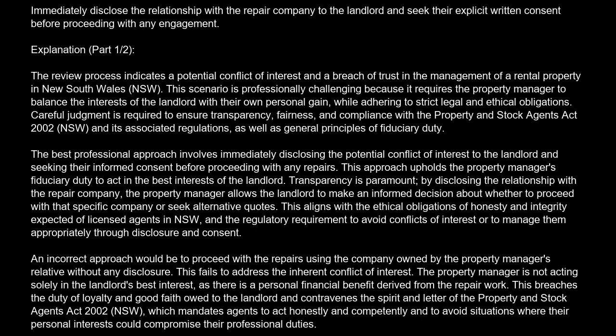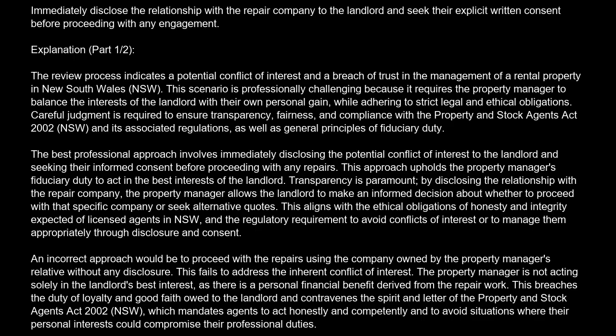This aligns with the ethical obligations of honesty and integrity expected of licensed agents in NSW, and the regulatory requirement to avoid conflicts of interest or to manage them appropriately through disclosure and consent. An incorrect approach would be to proceed with the repairs using the company owned by the property manager's relative without any disclosure. This fails to address the inherent conflict of interest.